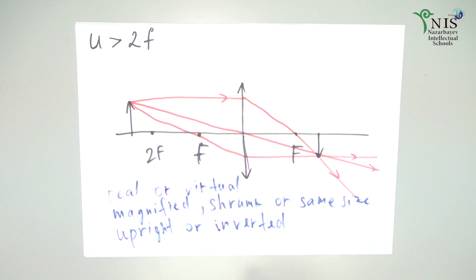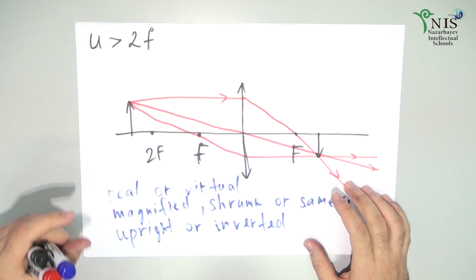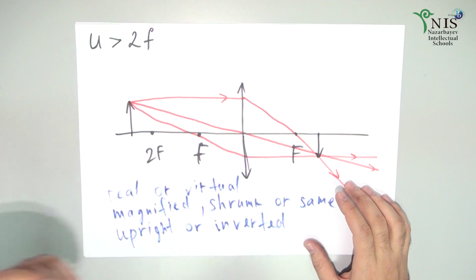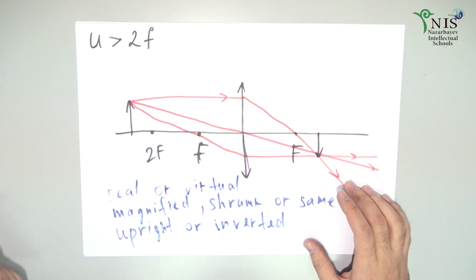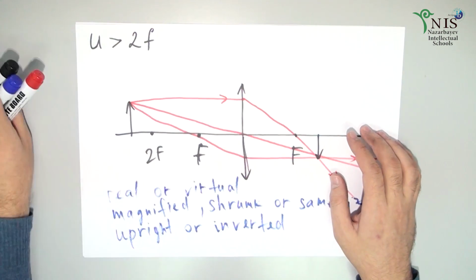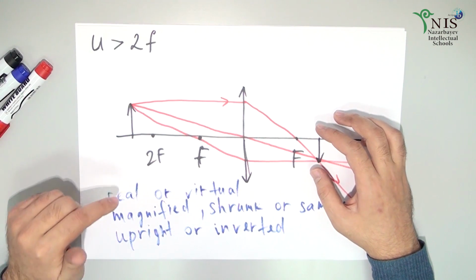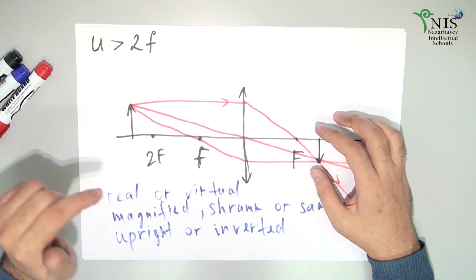Every time when we draw ray diagrams, we need to pick one word from each line. For example, image can be real, shrunk, inverted. Image can be virtual, magnified, upright, for example. How about in this case? Here we have, if we compare, so how to distinguish between real and virtual?